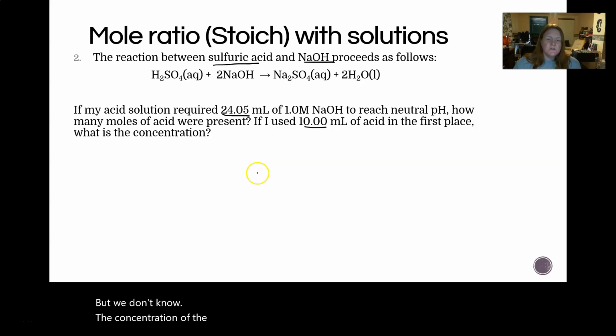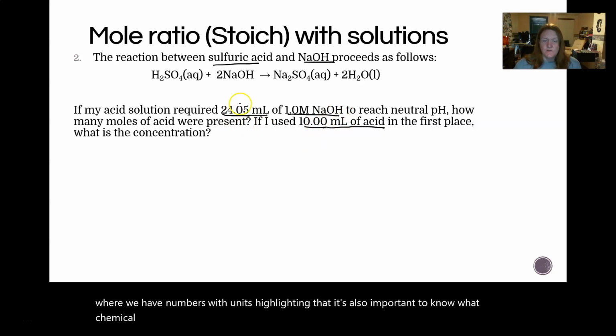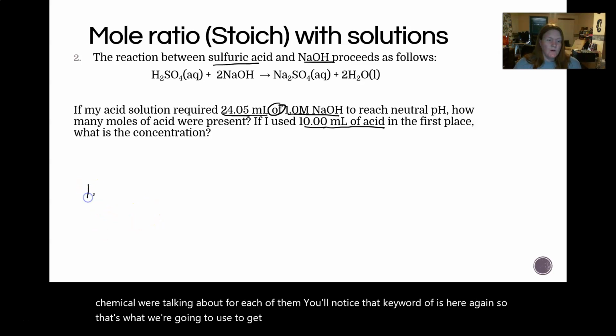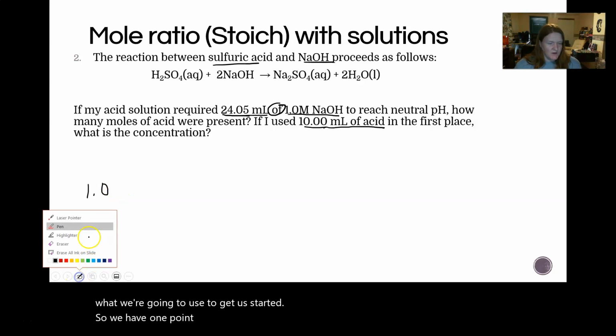Okay? So when I read these problems, I'm still looking for where we have numbers with units, highlighting that. It's also important to know what chemical we're talking about for each of them. You'll notice that keyword of is here again. So that's what we're going to use to get us started. So we have 1.0. I'm actually going to move this up. We're going to need some space.